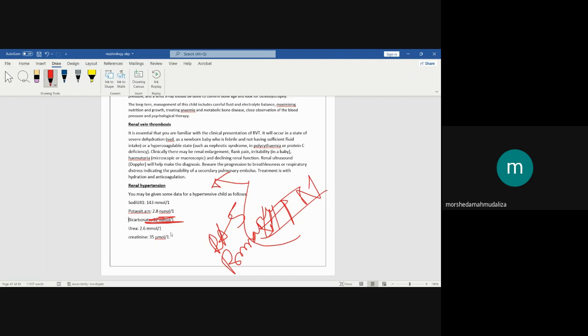Renal artery stenosis would have high renin and high aldosterone. But if you think of primary hyperaldosteronism, then their renin will be low. Just these things. Okay.